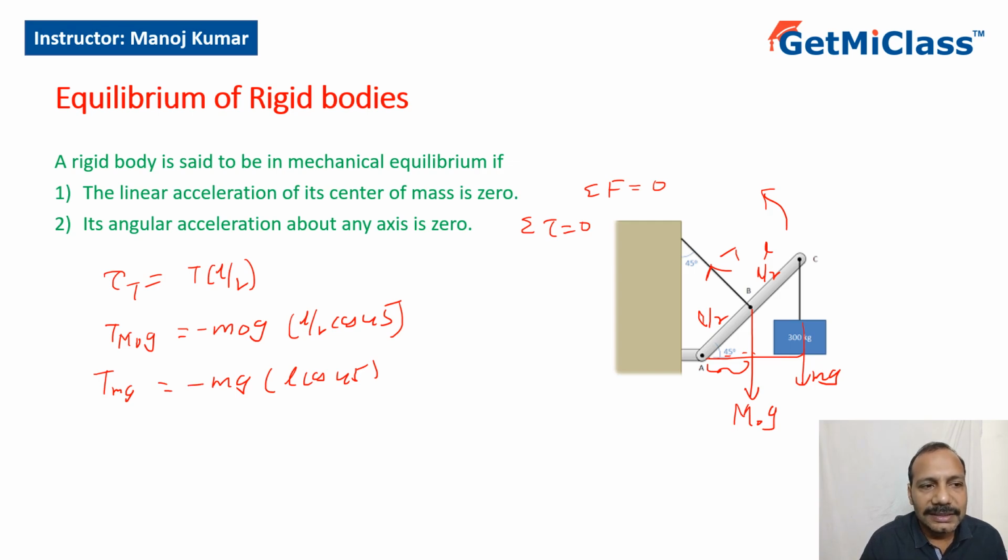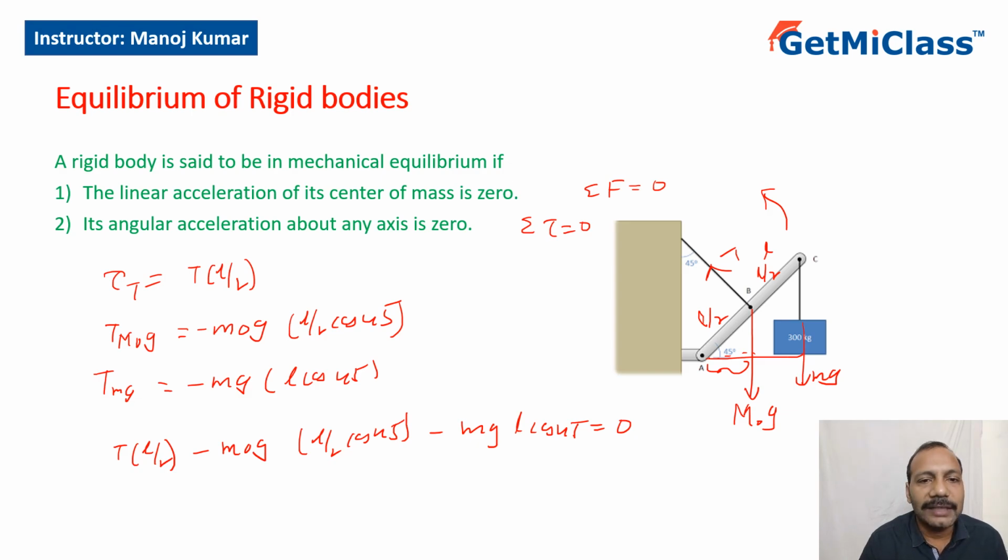Now, for this system to be in equilibrium, the sum of the torques should be 0. So T into L by 2 minus m naught g into L by 2 cos 45 minus mg into L cos 45 should be equal to 0. Solving this, taking the quantities which are known, I can find the unknown quantities, like I can find out the tension.